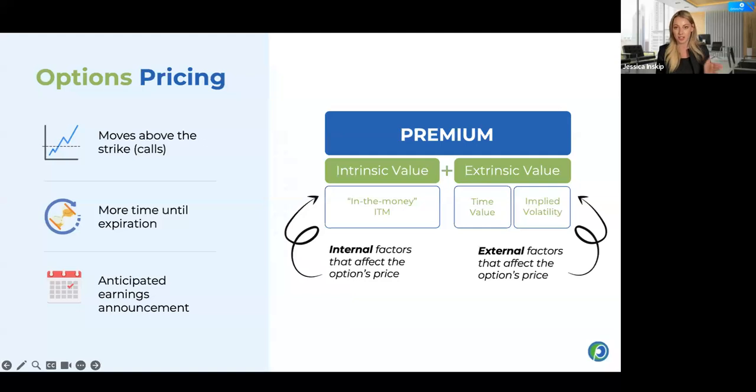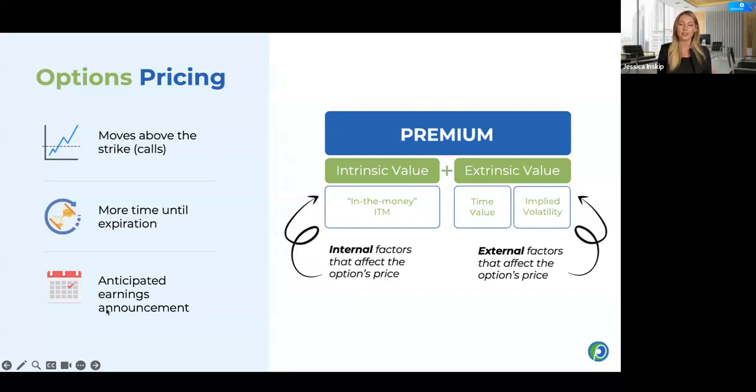So the extrinsic value is a depleting factor, and that's mainly time value and implied volatility. Meaning, if I have an option that expires tomorrow, that is going to have less time value than an option that expires a month from now. And that makes perfect sense because it has more time to have executable value. Therefore, it should be more expensive. So the more time until expiration, the more expensive it's going to be.